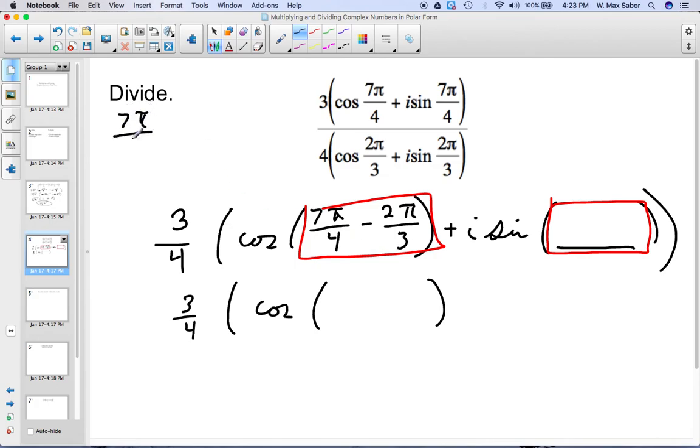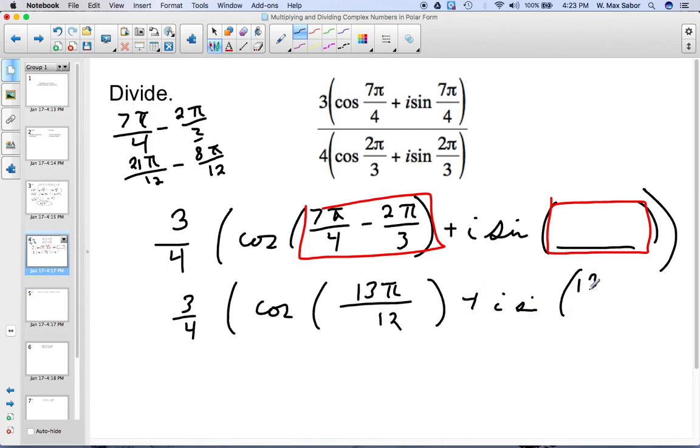What is this? 7 pi over 4 minus 2 pi over 3. Those have a common denominator of 12. So this would be 21 pi over 12 minus 8 pi over 12. 21 minus 8 is 13 pi over 12, plus i sine 13 pi over 12. And this will be fine. If you want to simplify 13 pi over 12 further, you can using half angle formulas, but this will be fine for our purposes.